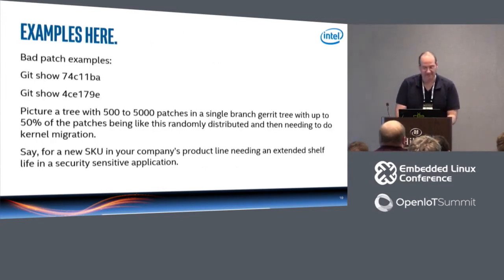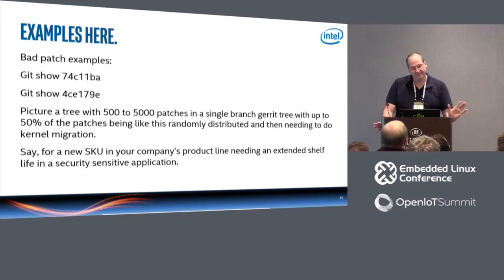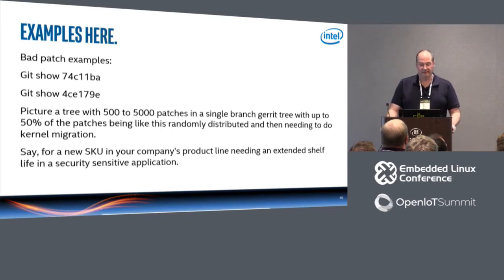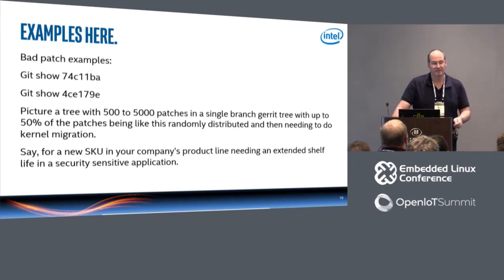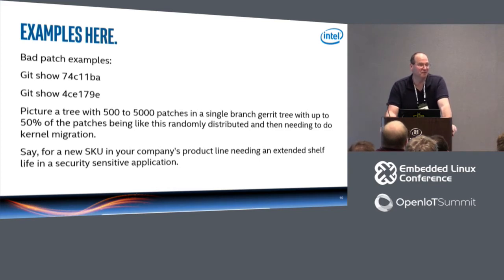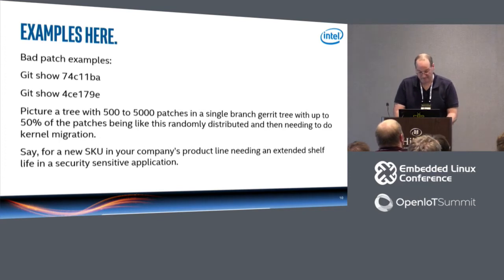And I got some examples. These are two simple bad examples. I want to make the point: imagine a tree with anywhere between 500 and 5,000 patches, and more than half of the patches look like these two, and you're given the job to migrate these patches to a new kernel version. Say you have a product that has an extended lifespan and you're concerned about security updates and being able to maintain security updates. This is the kind of thing that will hurt you, ruin your day.